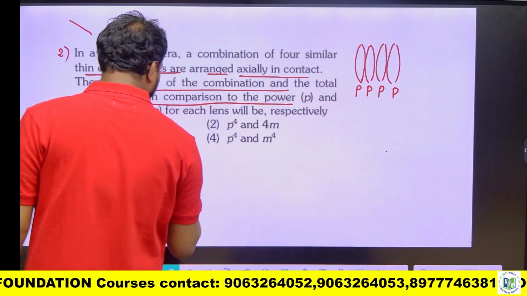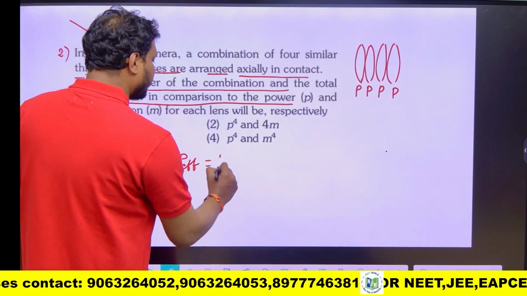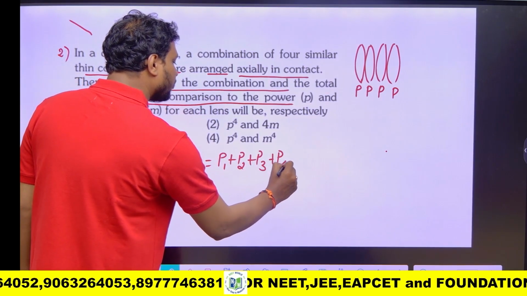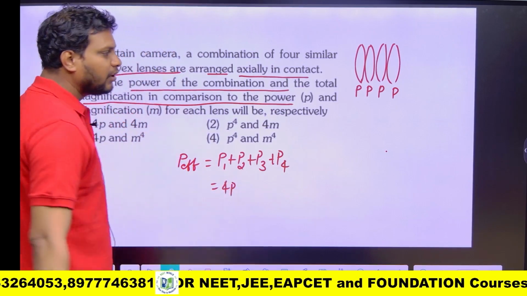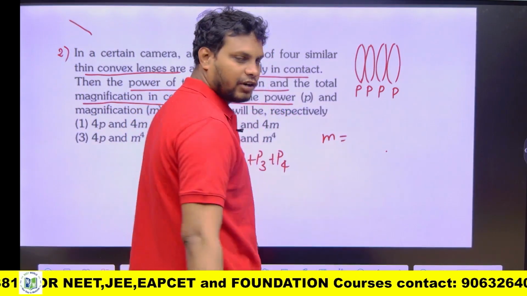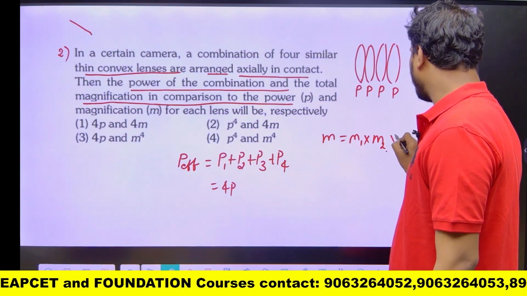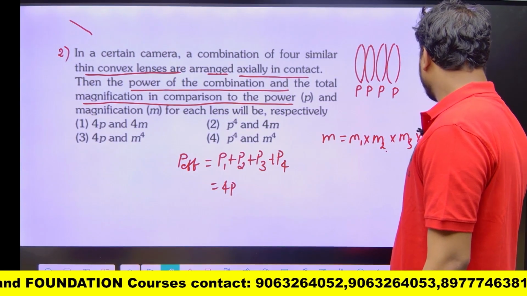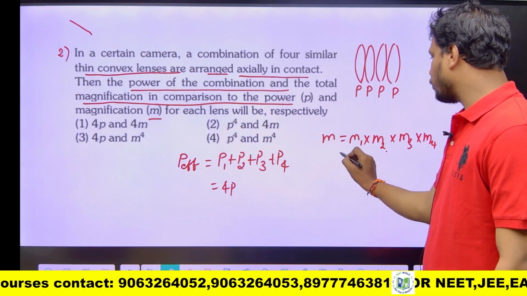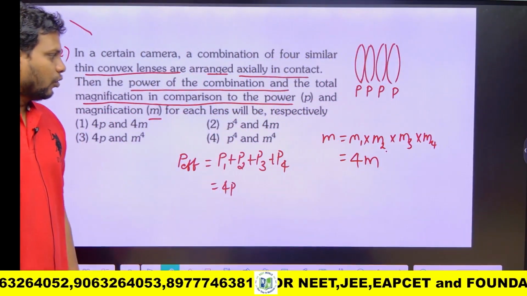Then we have the formula for effective power when the lenses are kept coaxially, that is P1 plus P2 plus P3 plus P4, which can be taken as 4P. And similarly, for magnification, we have one more formula, that is total magnification or effective magnification is equal to M1 multiplied by M2 multiplied by M3 multiplied by M4. So all are having the same magnification, which is equal to M. Then M to the power 4, so M to the power 4 is the answer. Then we'll go for the next question.